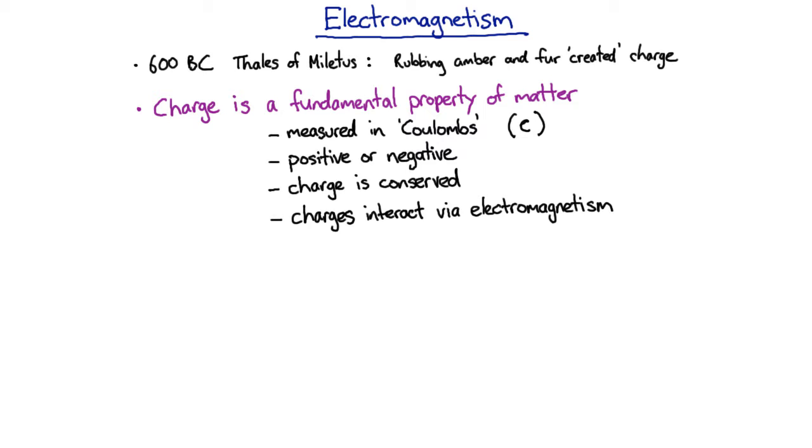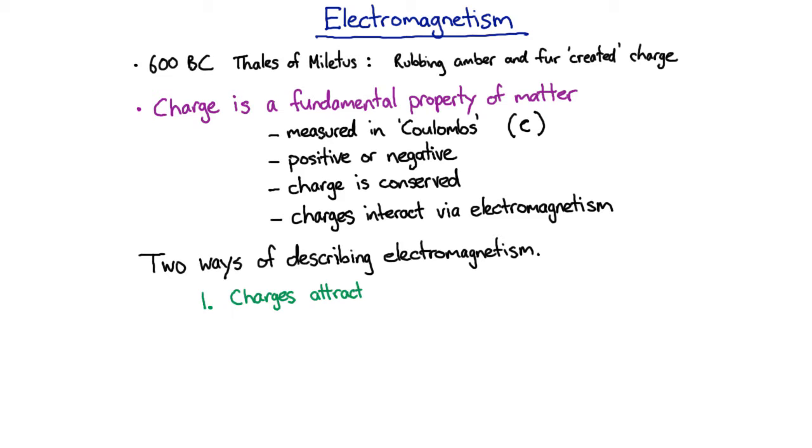Now there's two ways of thinking about electromagnetism which are almost equivalent. The first is that charges attract and repel. In other words, if I have two positive charges, they'll each experience a force due to the other one, and that will cause them to repel. Same if they're both negative charges, and you might already know that if I have a positive charge and a negative charge, then they'll experience a force that is attractive.